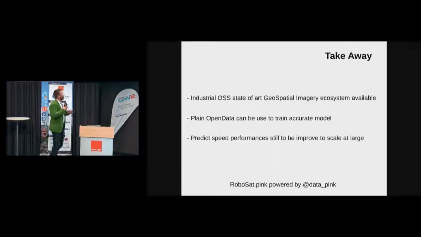To make it work. So as a takeaway, right now you already have an open source solution dedicated to geospatial imagery, pattern recognition, and quality analysis. So, yeah, just play with it. You can use plain open data to train a model. And it's brand new because before we were obliged either to use already existing data sets or to create labels by hand. And the third one is we still need to improve the speed of the prediction to make it scale at large. Thanks.